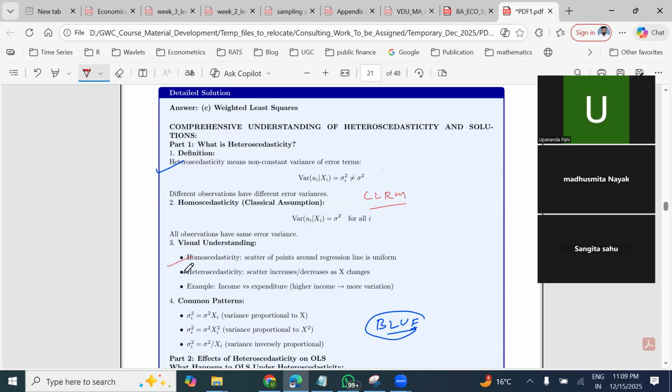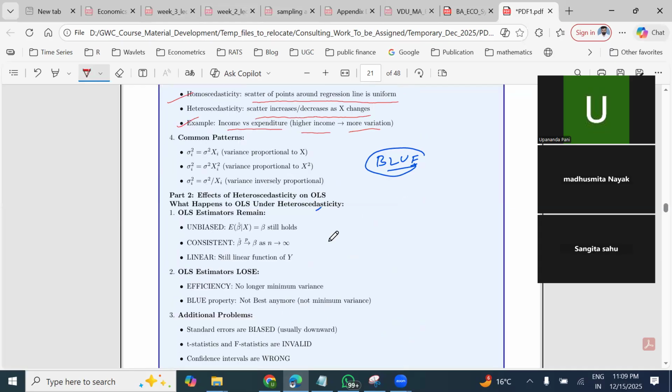So visually also I can show you using software. Homoscedasticity means basically the scatter of points around the regression line is uniform. Heteroscedasticity means the scatter diagram will increase or decrease as x changes. Example, income versus expenditure. Higher income means more variation, which I was trying to give as an explanation.